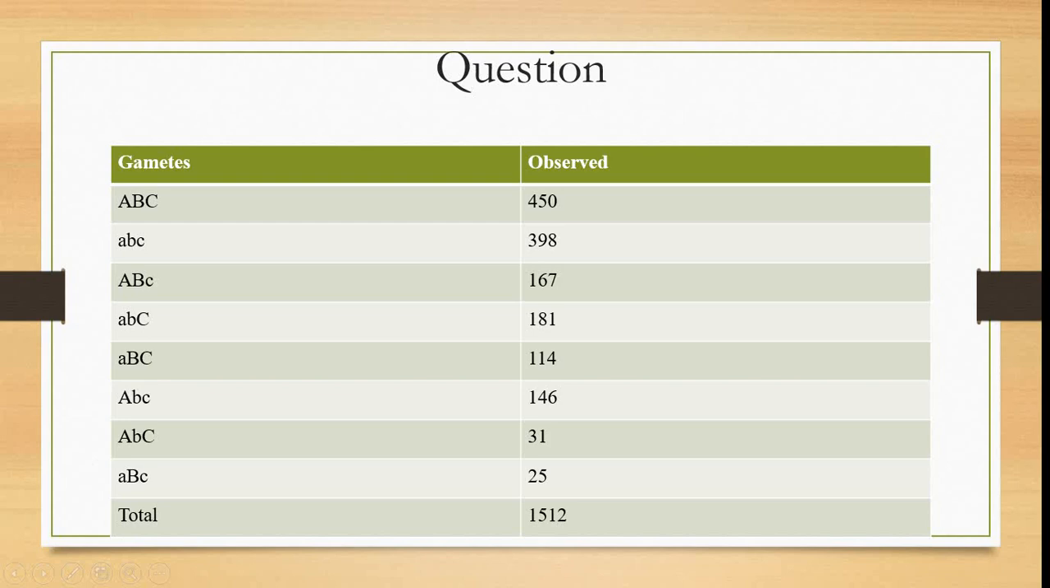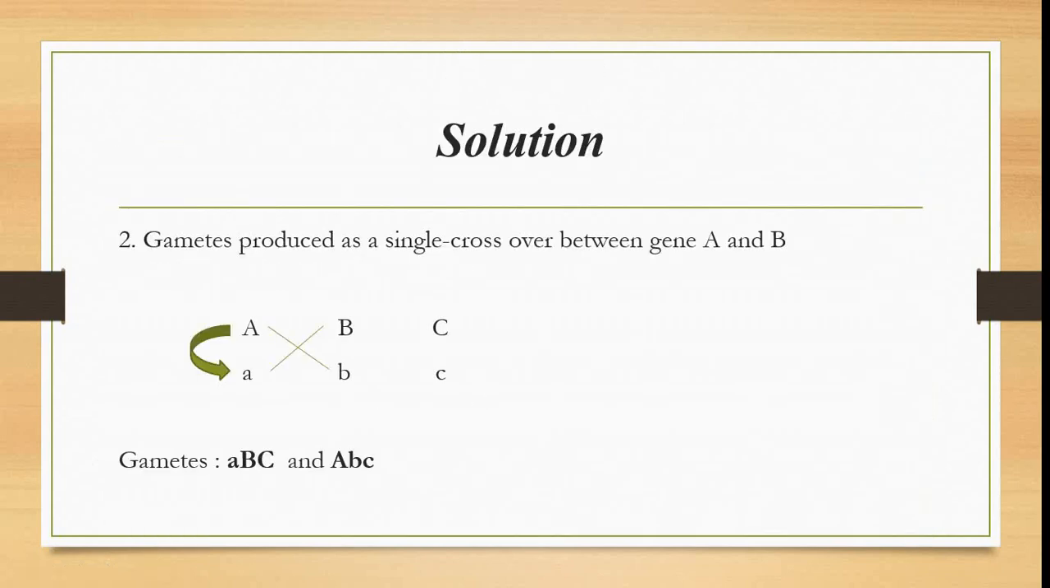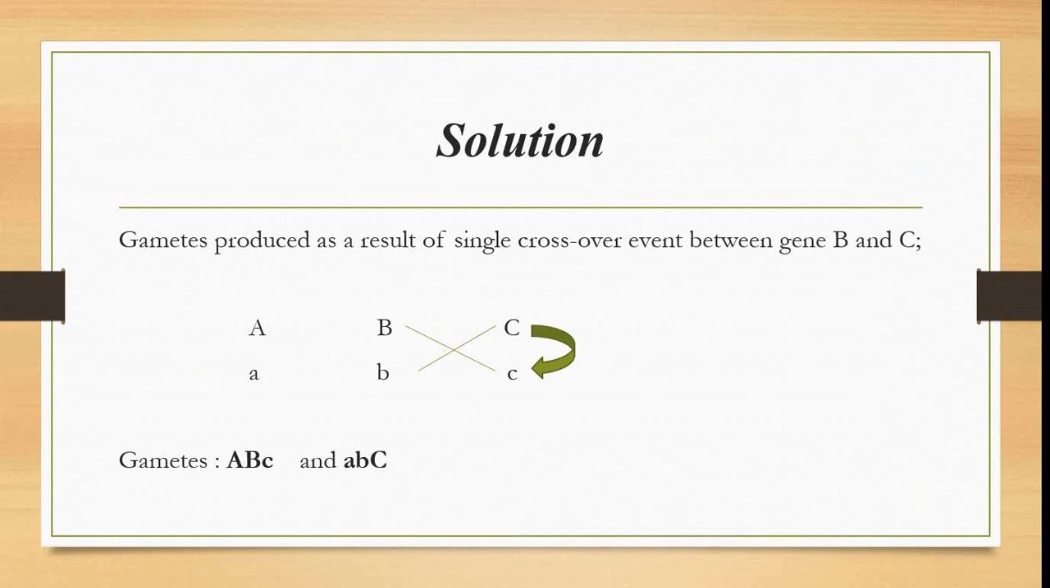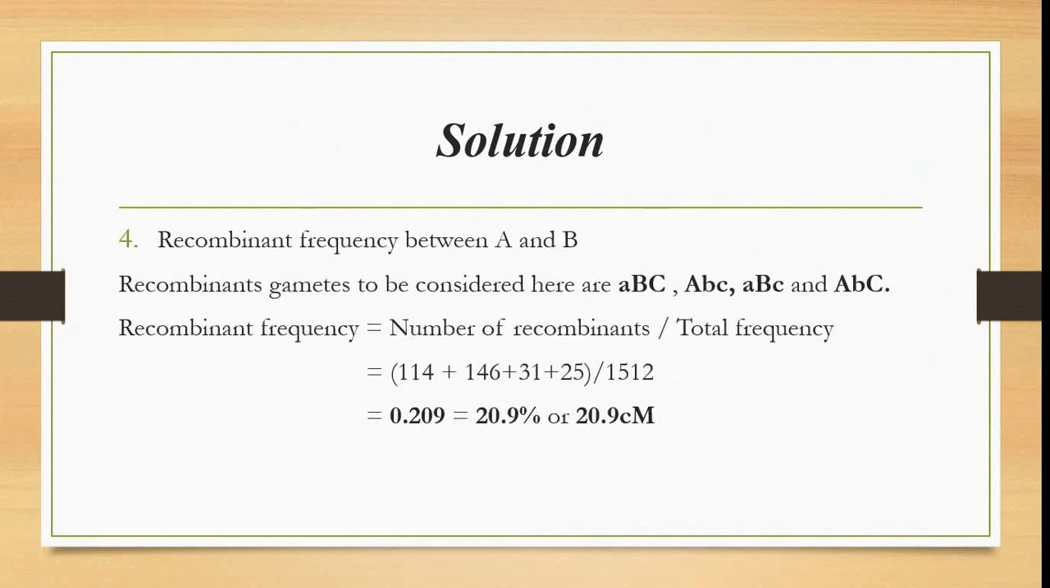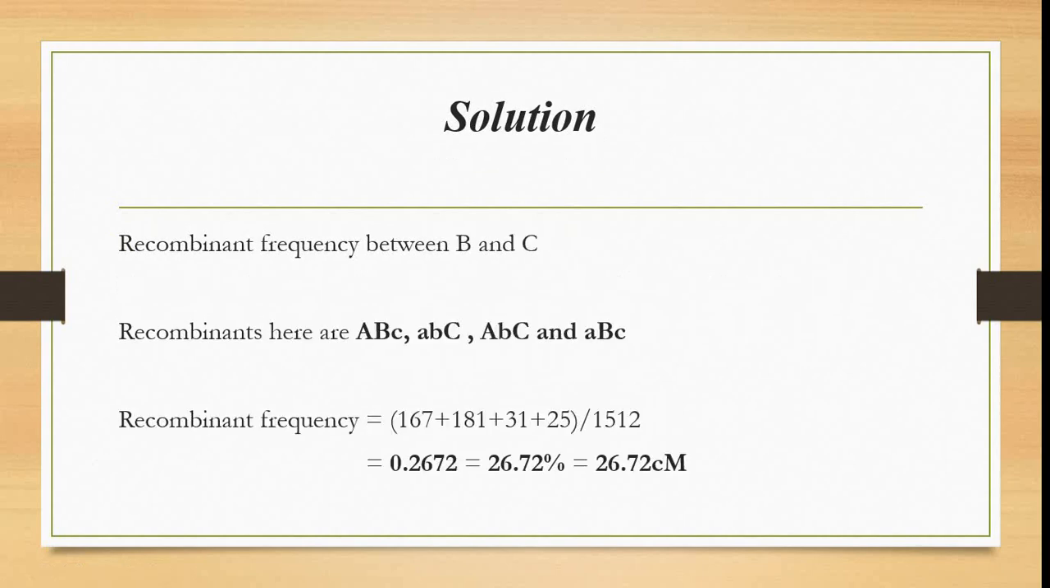Then the other one, that is the small a, small b, capital C, right? That is the capital A, small b, small c, right? So you look for this number as well from the table. Actually, the other gametes from here is small a, small b, capital C for the recombinant between B and C. Alright, so the capital A, capital B, small c, and then small a, small b, capital C. You look out for their numbers in the table, and that will be 167 and 181 respectively.